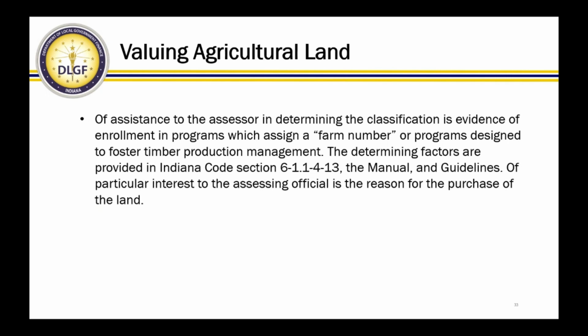I mentioned the farm number program in terms of identifying whether or not it's agricultural land, and also for timber production. The main thing here is seeing, does the land fit in the definition of the Indiana Code citation and/or from our manual and guidelines. One thing you may also want to pay attention to is, if the land is sold, what is the reason for the sale, or what is the land going to be used for? And like anything, everything should be reviewed on an annual basis. Just because one year it's agricultural land doesn't necessarily mean the next year it's going to be agricultural land as well.